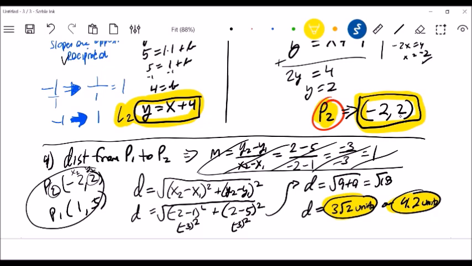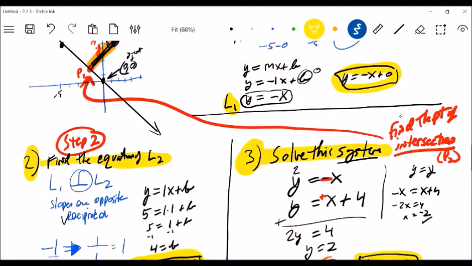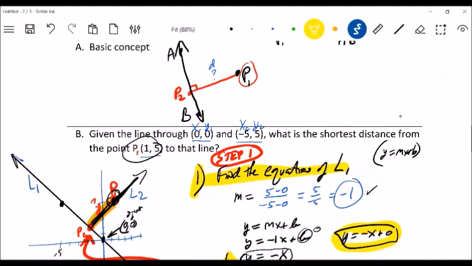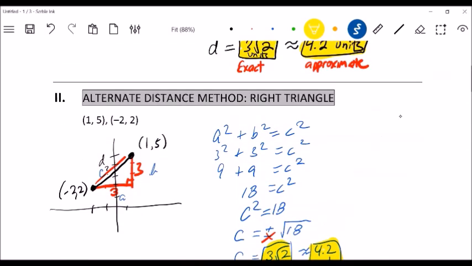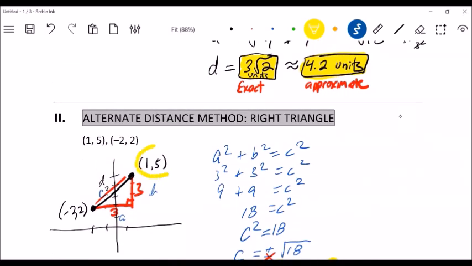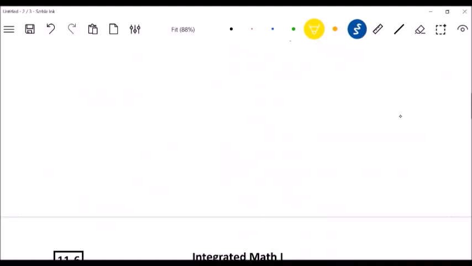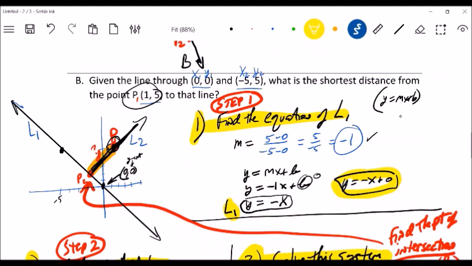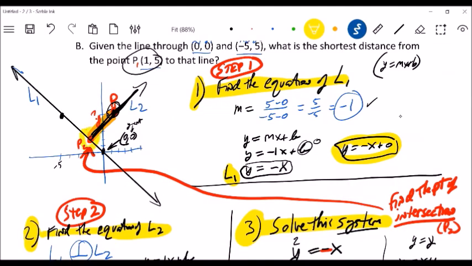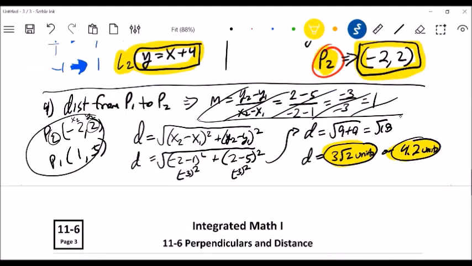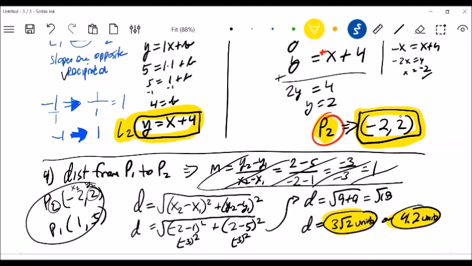Just like what we did before, let's go back up. What I did is I found 1, 5 to negative 2, 2, without telling you that those were going to be the points in this problem. But we had to find that that was negative 2 and 2 by doing this process. If you want to have the first problem with you all the time. All right, so now we've got our two answers to this one.